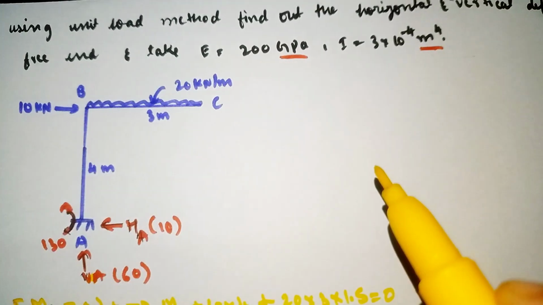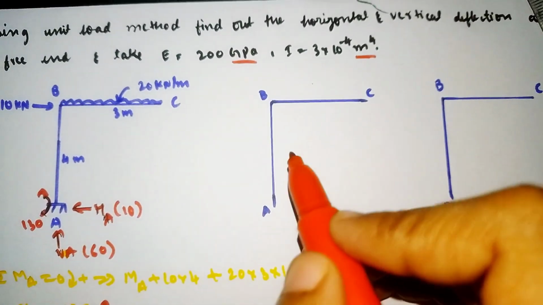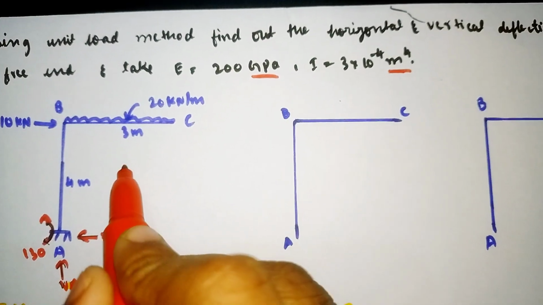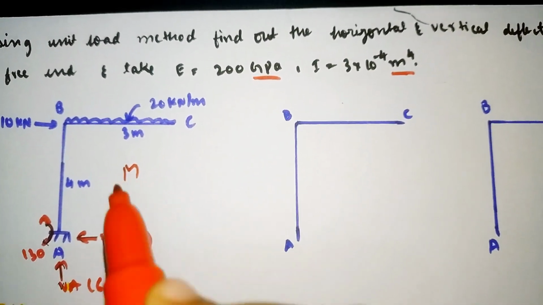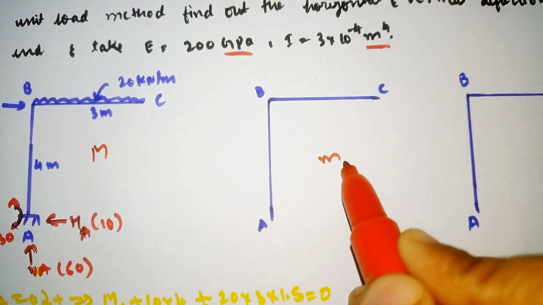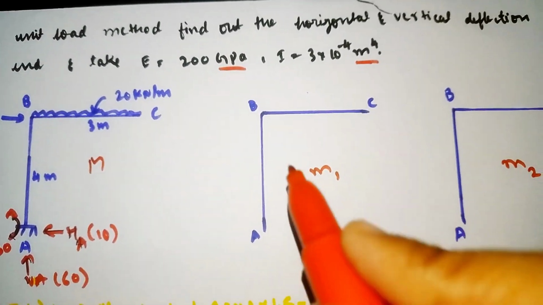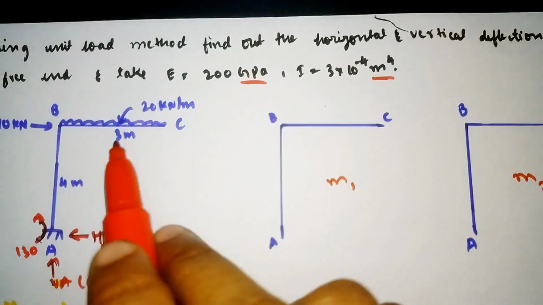Now I will redraw. I have redrawn the diagram. So this diagram, whatever the diagram given in the problem, is called capital M, and this diagram is called M1, small m1. This is called M2. So here we need to remove all the external loads.